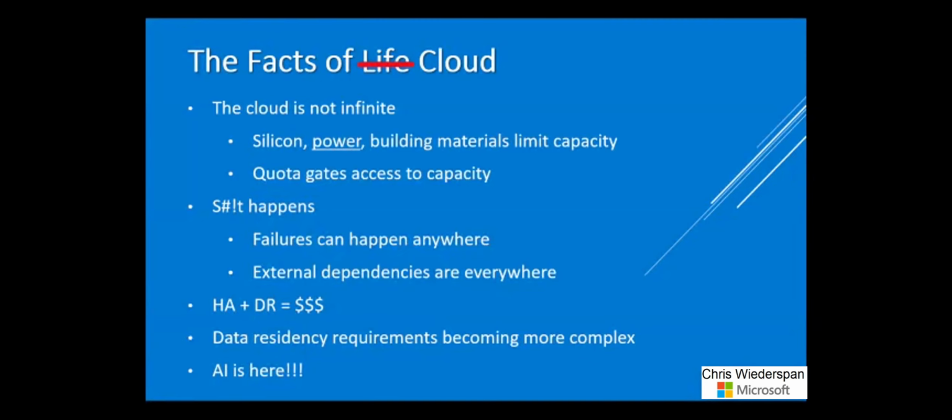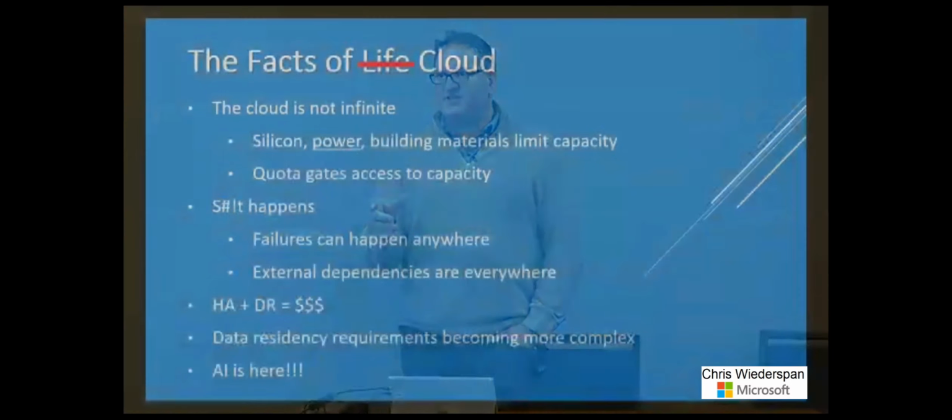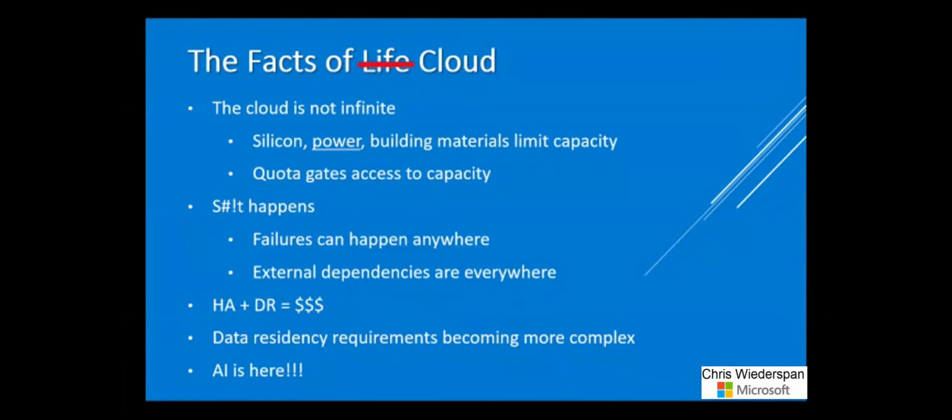Second one, shit happens, right? No matter how much you've architected your applications, there's always something that you didn't see coming. They can happen anywhere. You have a lot of external dependencies on your applications. Twilio, OpenAI, go down the list. There's a ton of them out there, and they can fail, right? And you really have no idea how their app is architected, so you don't know when they're going to go down. So you have to incorporate all that into your planning and your anticipation of what may go wrong.